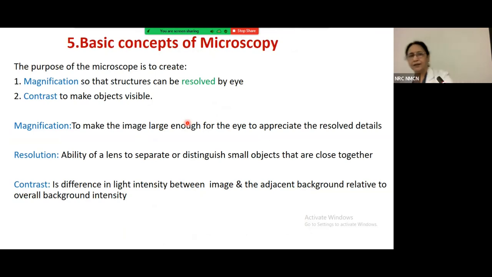So the purpose of the microscope is, number one, to create magnification so that the structure can be resolved by the eye. Number two, to create contrast so that the objects become visible. Magnification is to make the image large enough so that I can appreciate the resolved details. What is resolution? Resolution is the ability of a lens to separate or distinguish small objects that are placed very close together. Then what is contrast? It is the difference in light intensity between the image and the adjacent background, relative to the overall background intensity. I will cover these again later on.